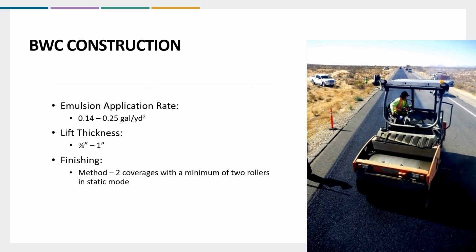The BWC construction is just like a paving operation. Your application rate, as mentioned, is 1,400 to 2,500 a gallon per square yard. Typical thickness is 3/4 of an inch to an inch. And your rolling finishing methods are 2 coverages with a minimum of 2 rollers in static mode.